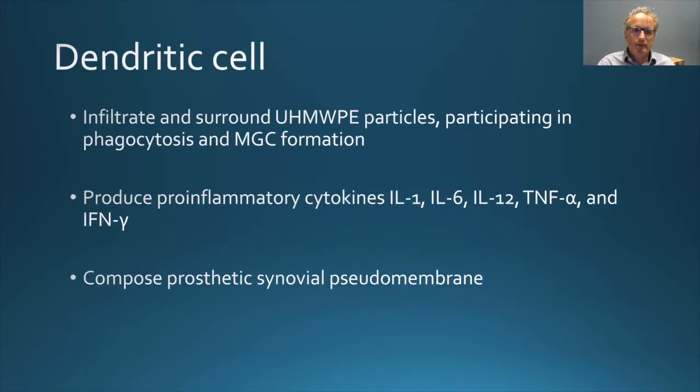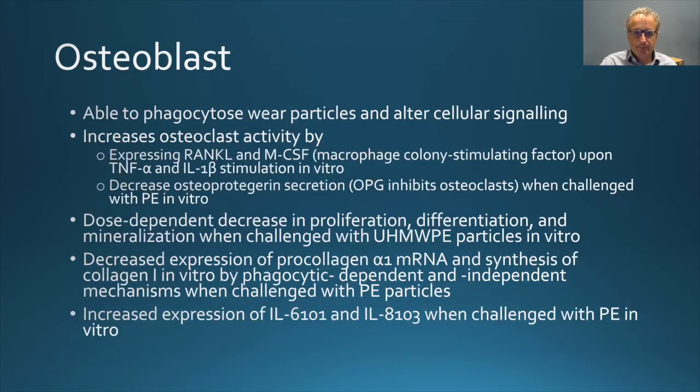Dendritic cells present bacteria to the immune system, but they infiltrate and surround the plastic particles, participating in phagocytosis and MGC formation. They can produce pro-inflammatory cytokines, again the interleukins 1 and 6, interleukin 12, tumor necrosis factor alpha, and interferon gamma. And these are in the prosthetic synovial pseudomembrane.